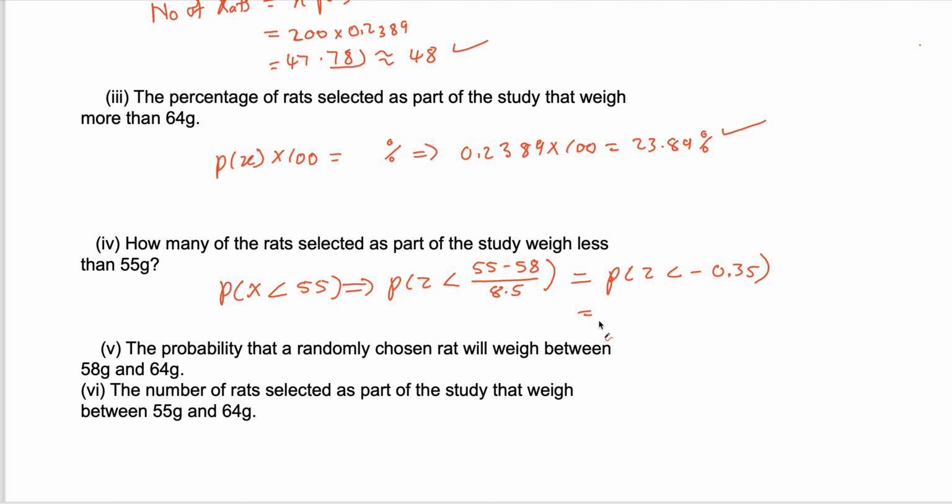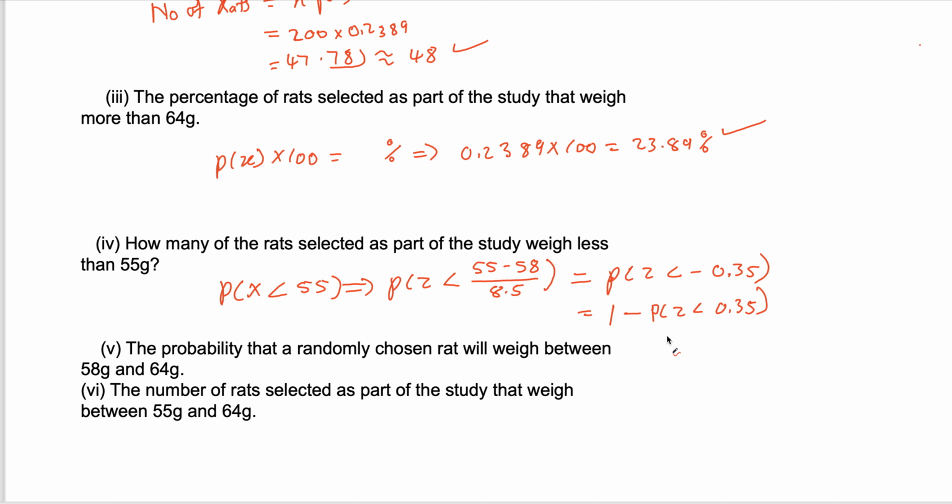Now you need to change this to positive. The less than is good, but when you change it to positive, it becomes greater than, and then it's 1 minus the complement of that one. So it will be 1 minus P of Z less than 0.35.